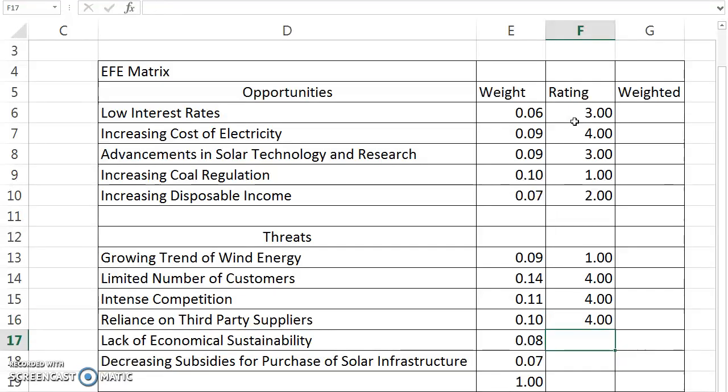Lack of economical sustainability. Maybe they just really have been responding like everyone else. And then the decreasing subsidies. How have they responded to that? Perhaps it's poorly. I'll give it a 1.